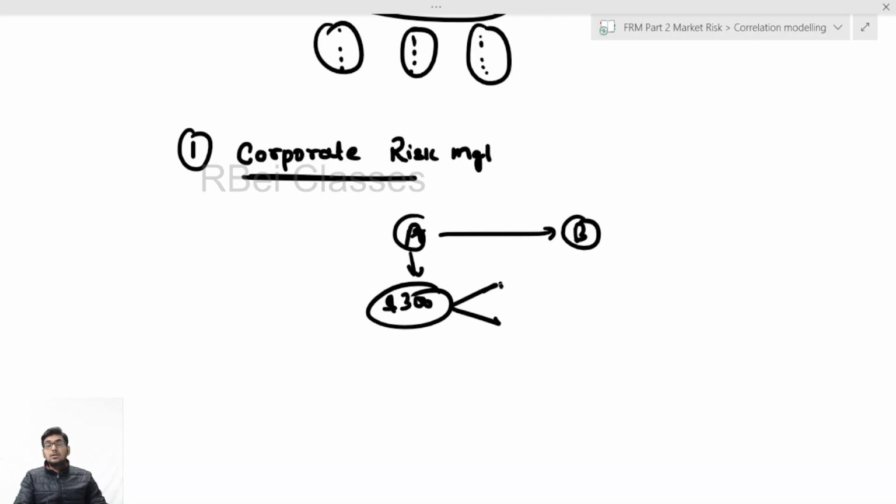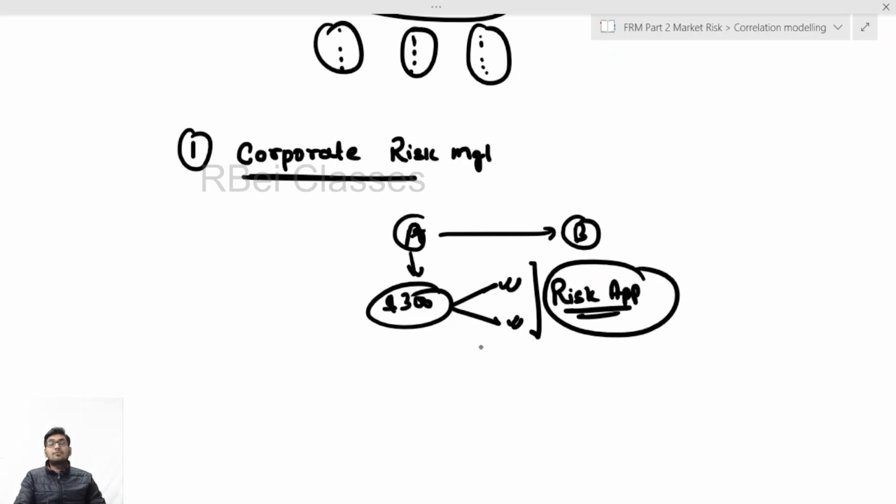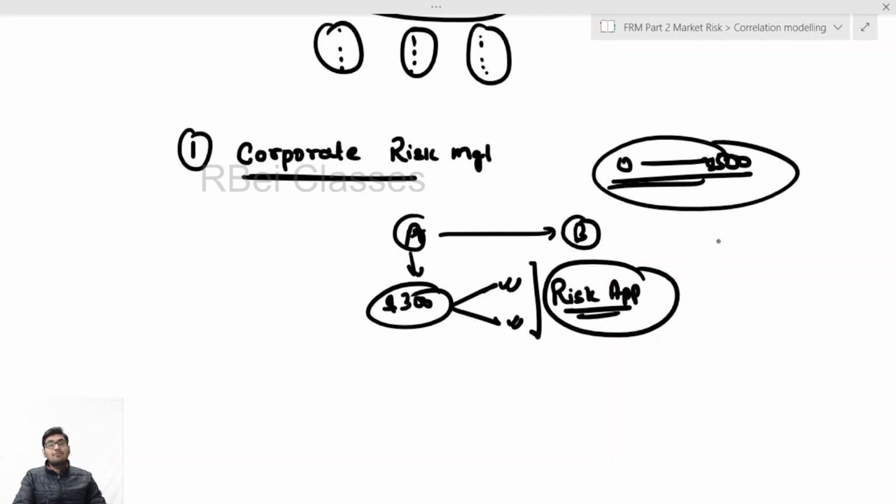Whether you will be able to cope with that risk or not, how will you get to know? You will get to know by identifying your risk appetite, meaning how much risk you can afford. You say, sir, I can manage the risk between $0 to $500. Anything in this range is affordable. I can manage it. That is my risk appetite.